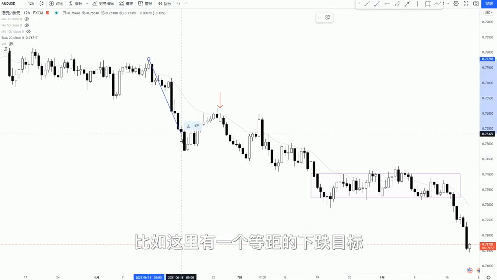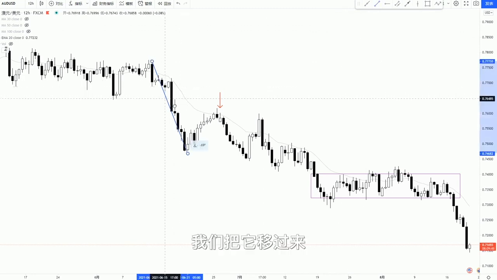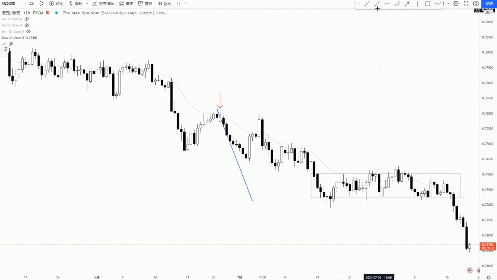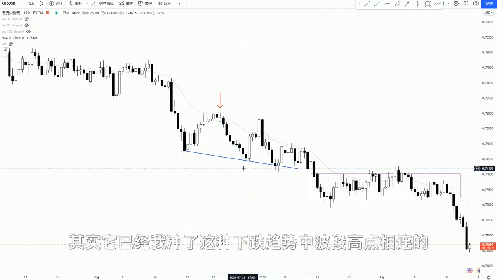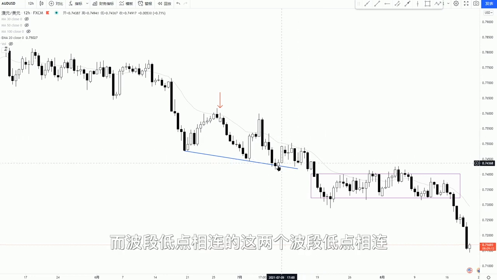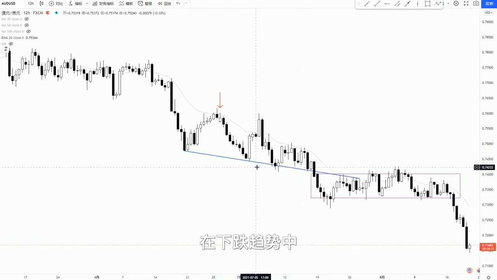For example, here's an equidistant down target. Let's move it over. We can see that there's an equidistant down target. So what else is there? And then there's this downtrend, where I connected the band highs to form the downtrend line and the band lows are connected. What about the two band lows? It's called the channel line of the trend, and in a downtrend the price falls to the channel line and it's easy to overshoot and then reverse or adjust.